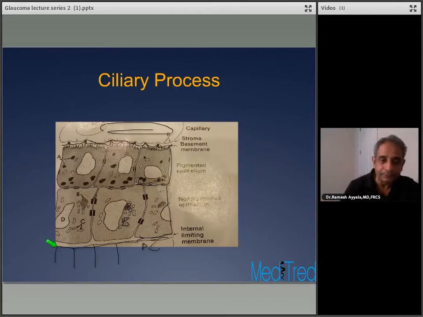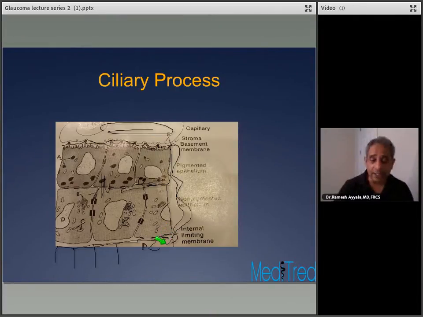Now, look at these cells. The non-pigmented and the pigmented epithelial cells are tightly bound. There is no space between them, side to side and also across. And this complex of pigmented and non-pigmented epithelium with the internal limiting membrane and the basement membrane is what is supposed to be responsible for the blood-aqueous barrier. There is not one particular membrane here that is considered to be responsible for the blood-aqueous barrier. Rather, this entire complex is what is supposed to be responsible for it.